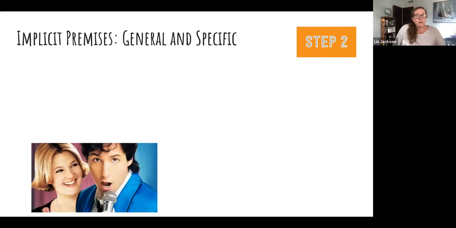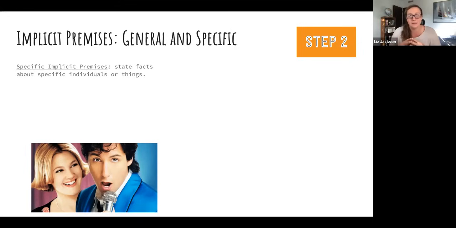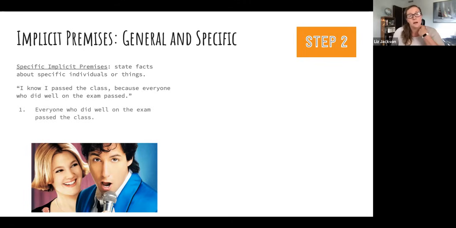Okay, so a little bit more about implicit premises. There's two different kinds of implicit premises, general and specific. Specific implicit premises state facts about a certain individual or a specific thing. So here's an example. Someone might say, I know I passed the class because everyone who did well on the exam passed. Okay, so there is an implicit premise in this argument. They said everyone who did well on the exam passed the class. That's one of their premises. The implicit premise is I did well on the exam, and then therefore I passed the class.